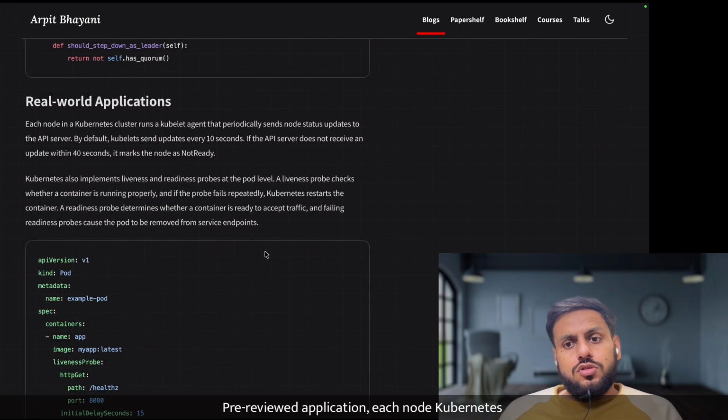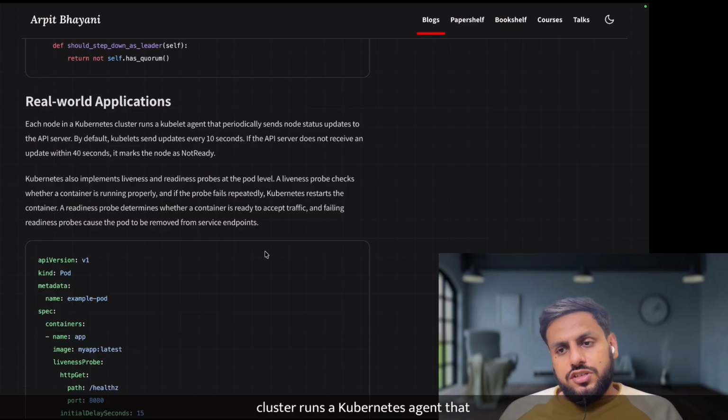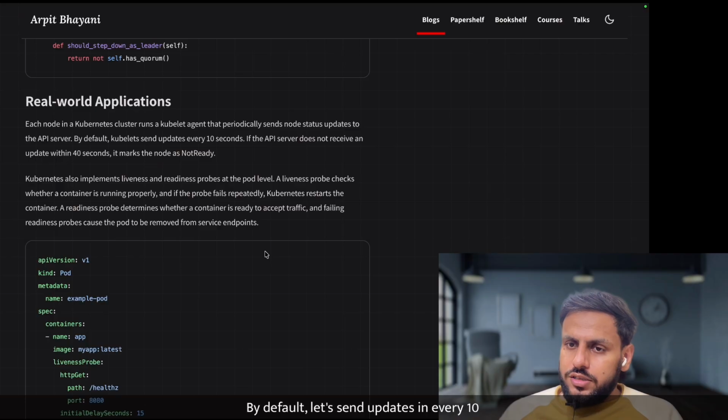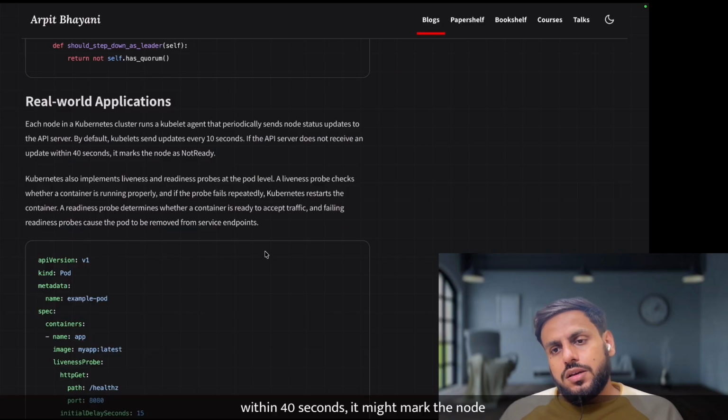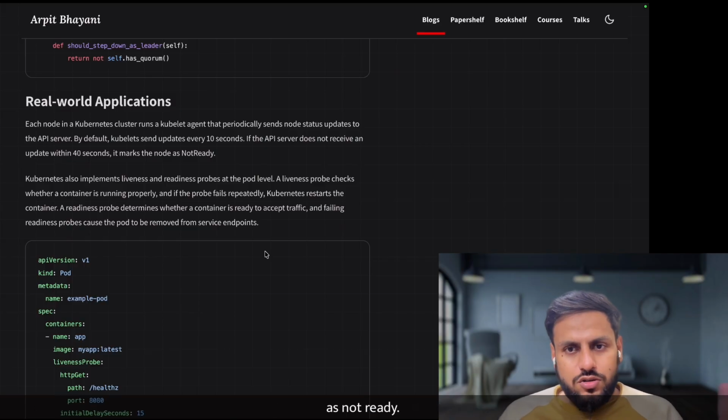Real-world application. Each node in a Kubernetes cluster runs a Kubernetes agent that periodically sends node status updates to the API server. By default, it sends an update every 10 seconds. If the API server does not receive an update within 40 seconds, it marks the node as not ready.